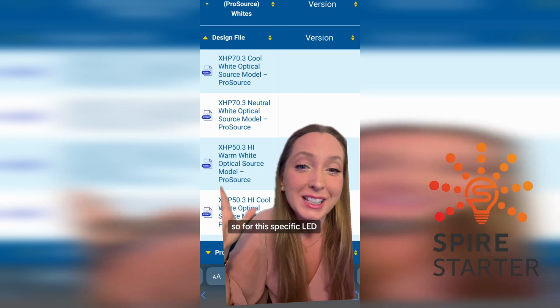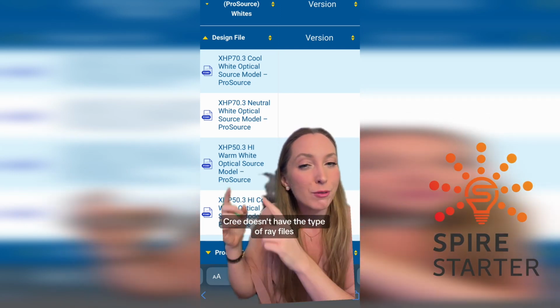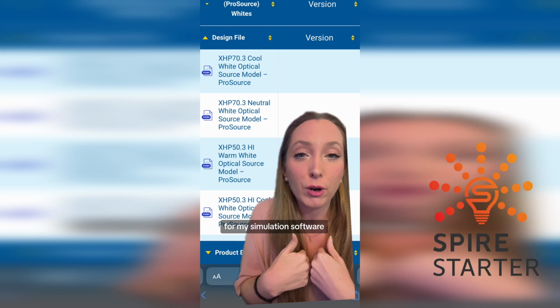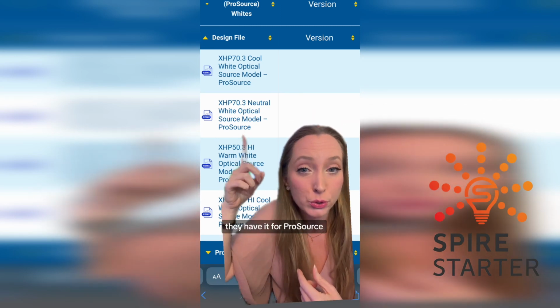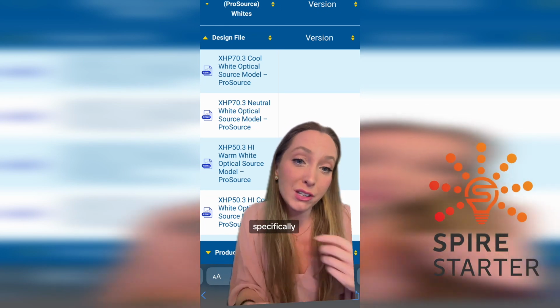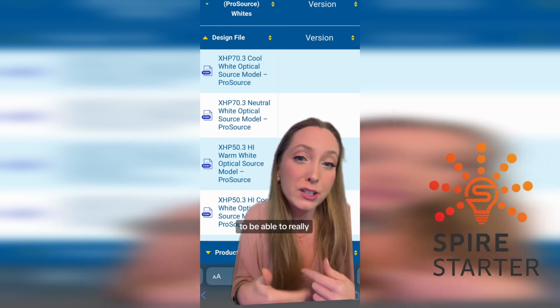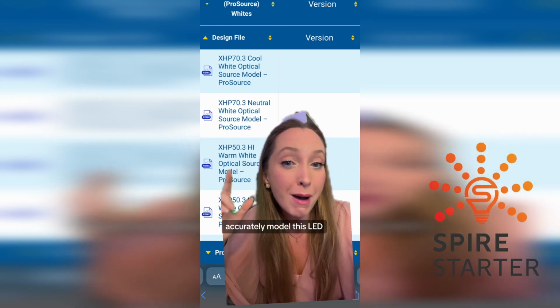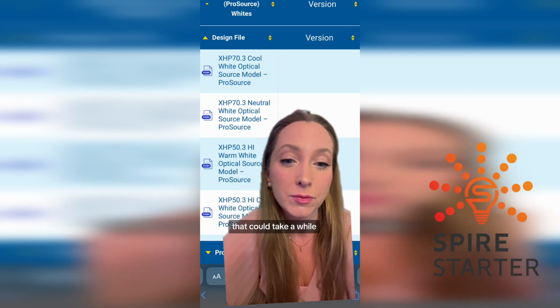So for this specific LED, Cree doesn't have the type of ray files for my simulation software, which is LightTools. They have it for ProSource. So I would need to ask them to generate a ray file specifically for my simulation software to be able to really accurately model this LED in a simulation. That could take a while.